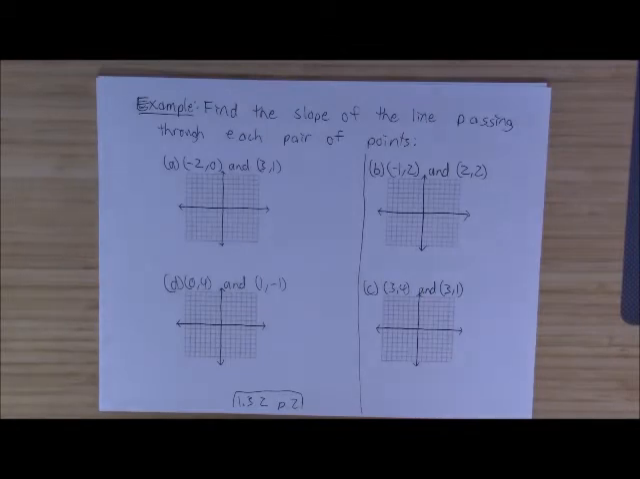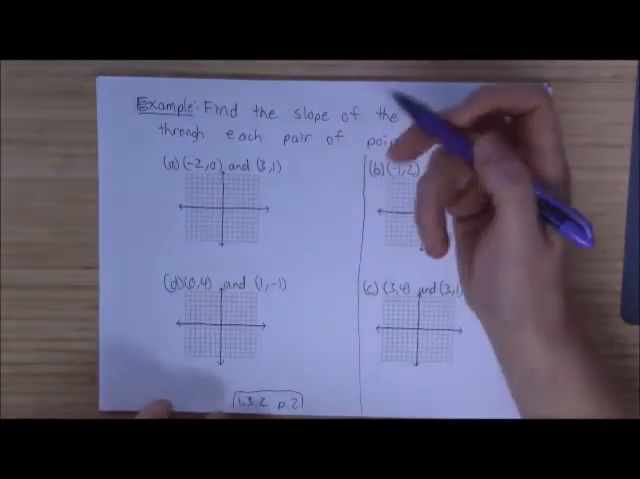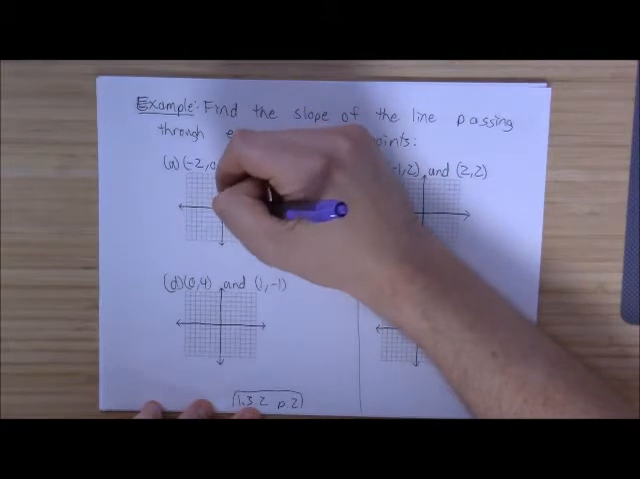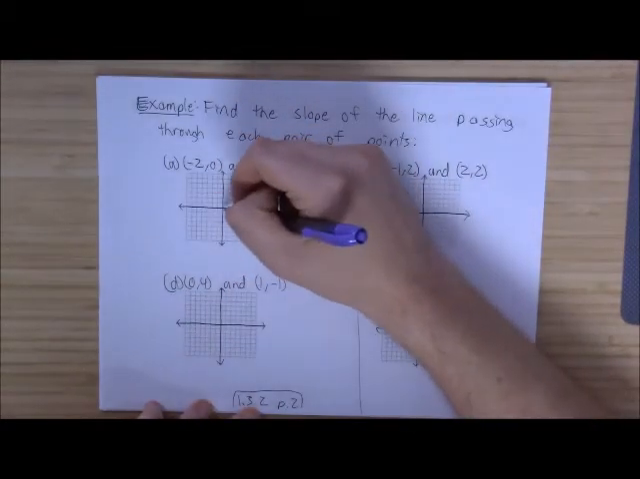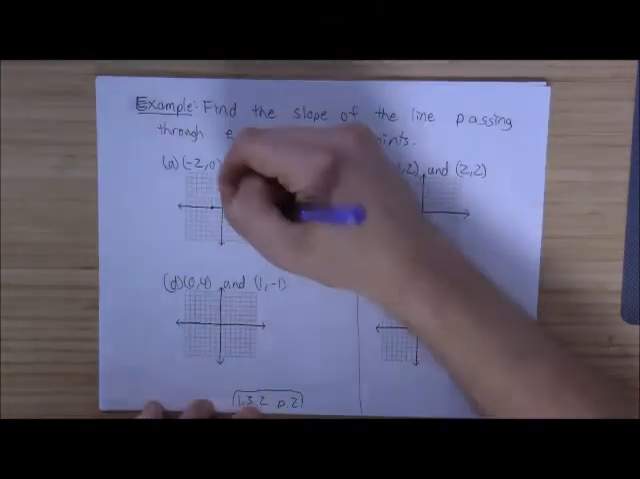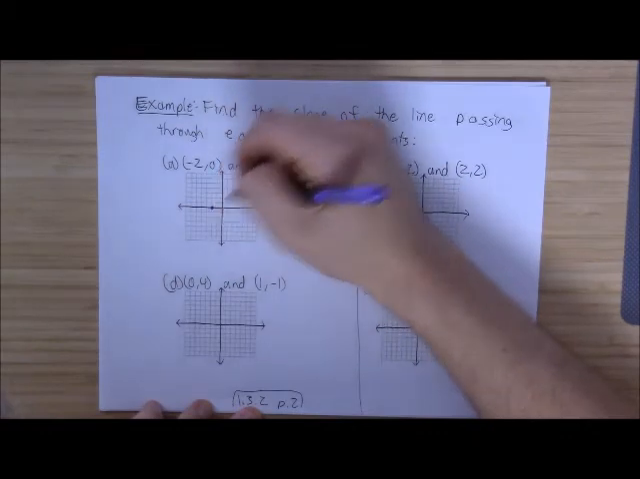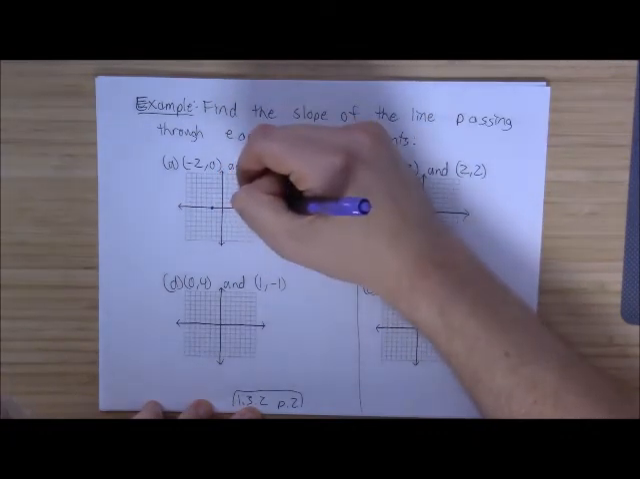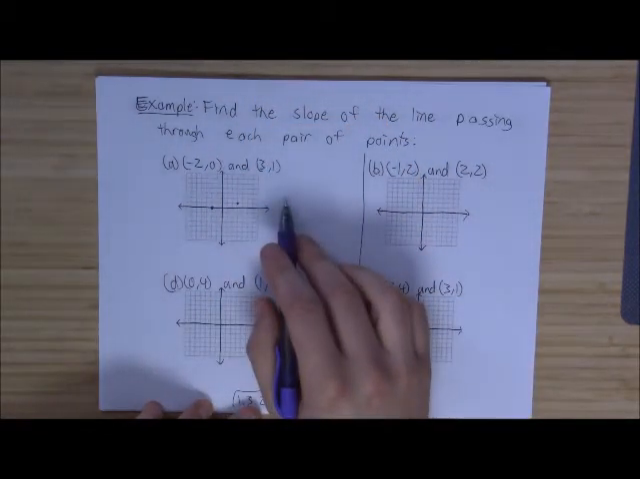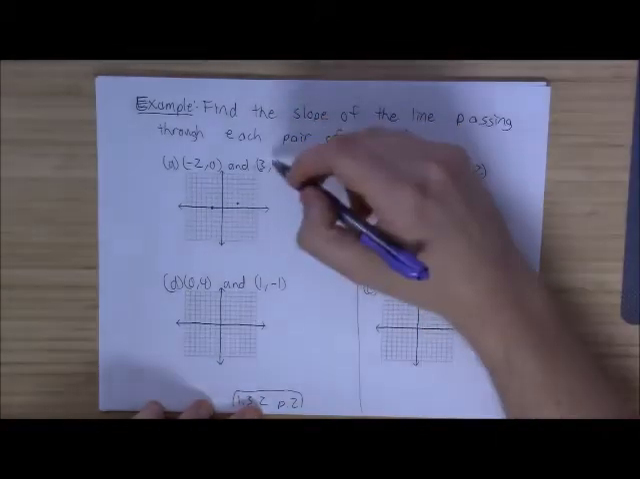So now let's do an example. Let's find the slope of the line passing through each of the following pairs of points. For negative 2, 0 and 3, 1, let's go ahead and graph it, since it's easier to see if you graph it. Negative 2, 0 is where you go 2 over to the left and you're at 0, and then 3, 1 is 1, 2, 3 over and 1 up. If we were to draw a line through those points, what would its slope be?